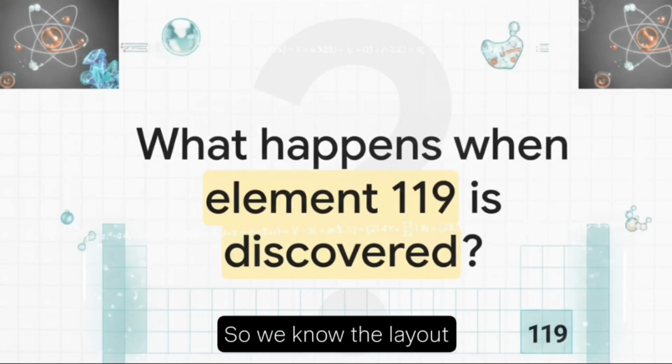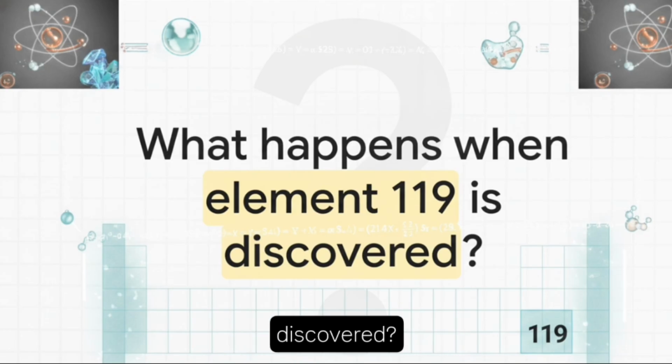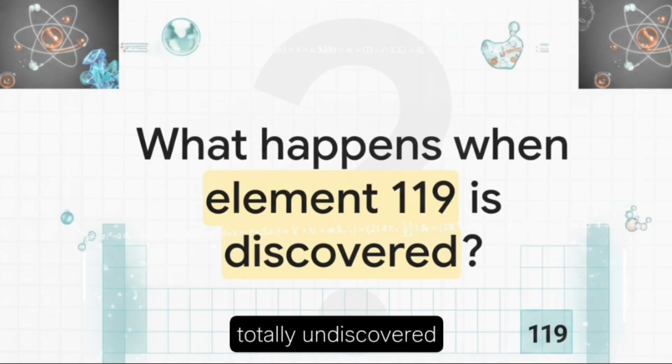So, we know the layout of the periodic table accurately predicts elemental properties for all 118 known elements. But science, as we know, never stops. So what happens when element 119 is finally discovered? Where exactly will it live on this map? And what incredible, totally undiscovered properties might it possess? The map isn't finished, folks. It is just waiting to be expanded.